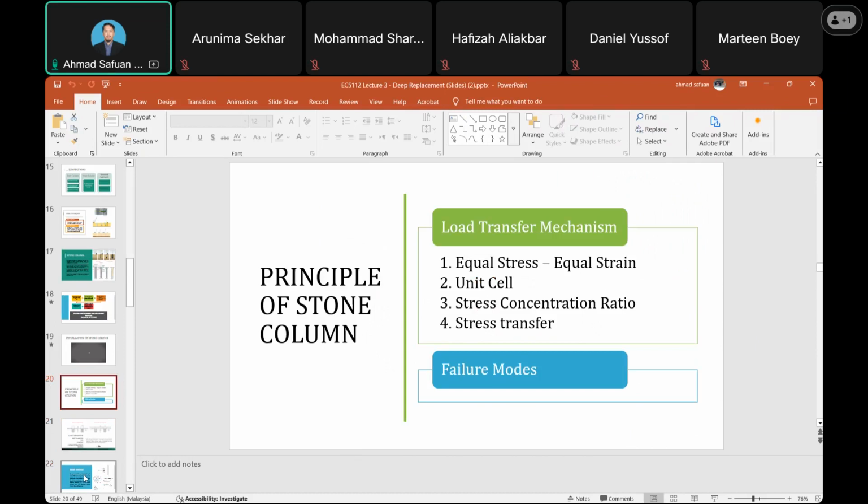Now we focus on the stone column methods. So the principle of stone columns. We look at the load transfer mechanism. There are four types of load transfer mechanisms: equal stress, equal strain, the unit cell, stress concentration ratio, and the fourth one is the stress transfer.